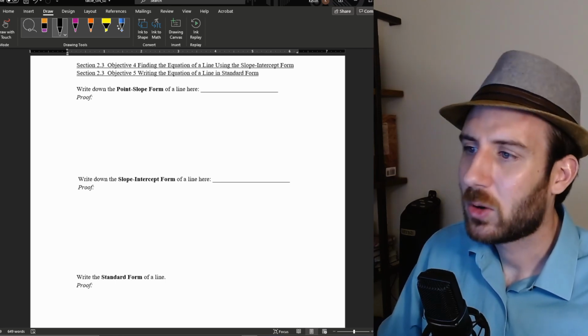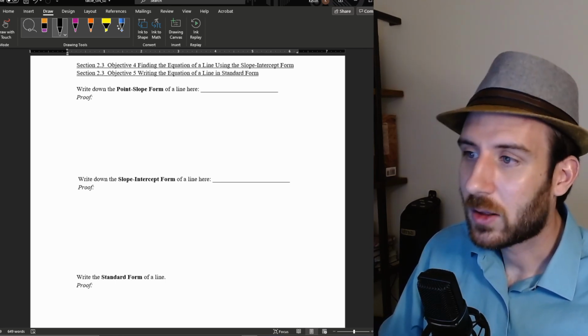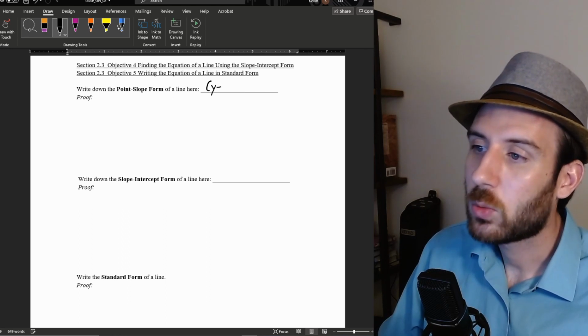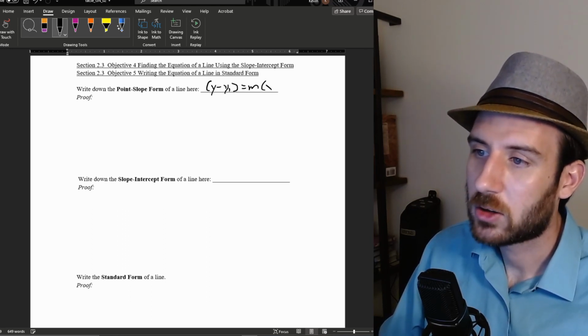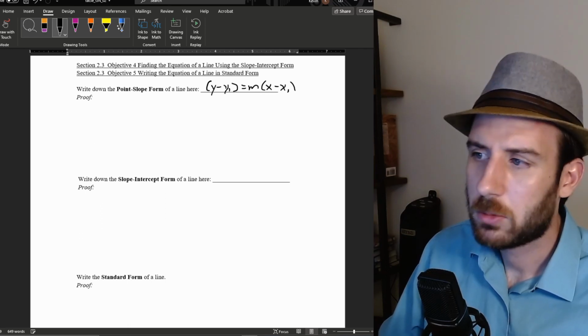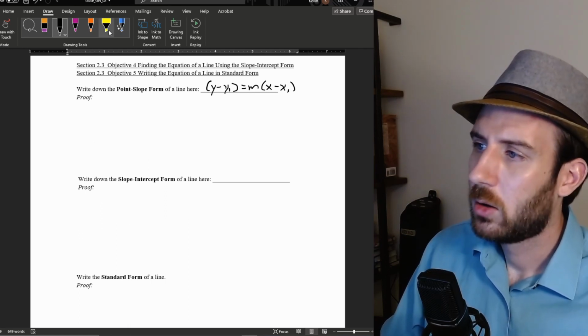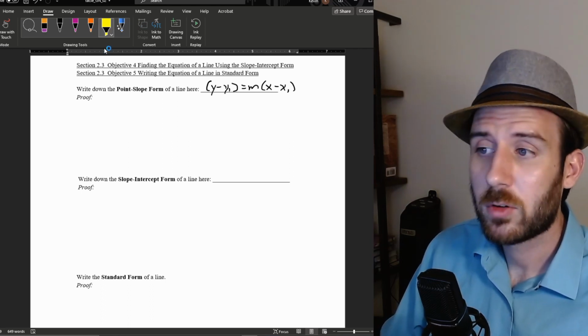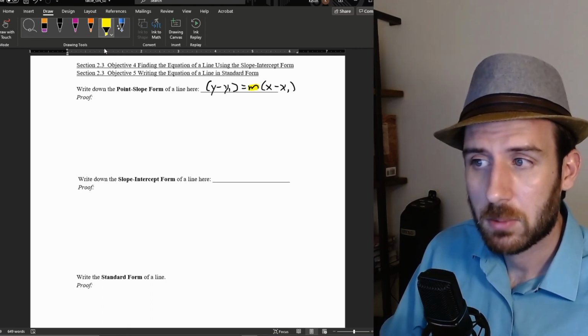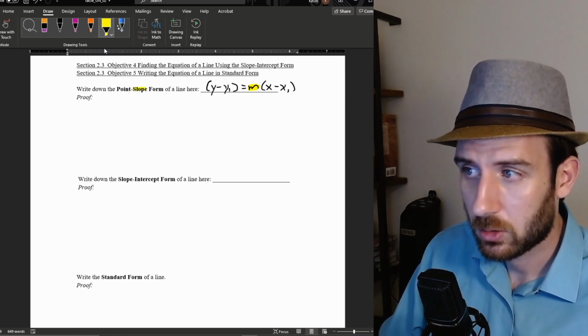This is a very popular one. The point slope form is usually written like this. y minus y1 is equal to m times x minus x1. Very popular form. Now, let's notice a couple of pieces of information for why it's probably popular. The first thing, notice that it does have your m slope. It has your slope. That's the slope part.